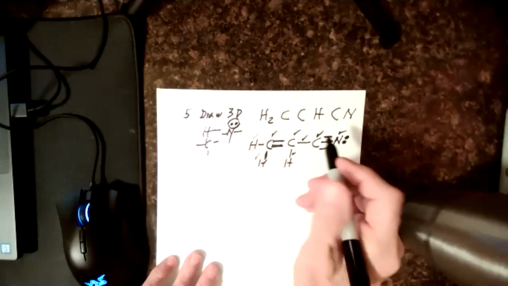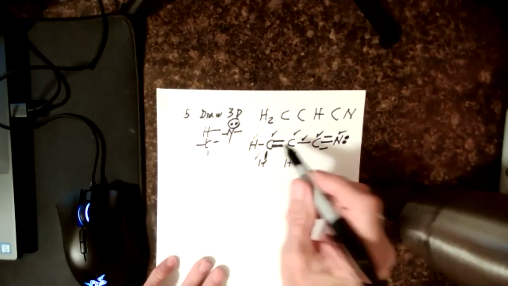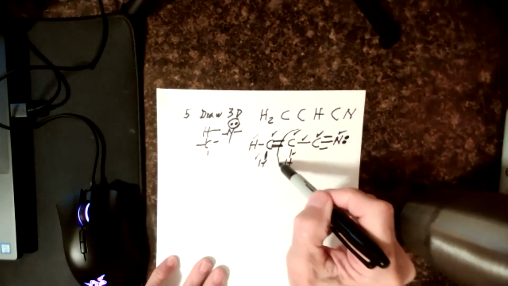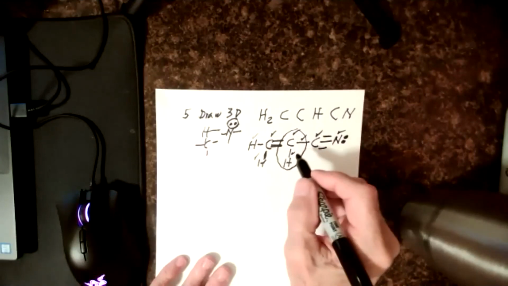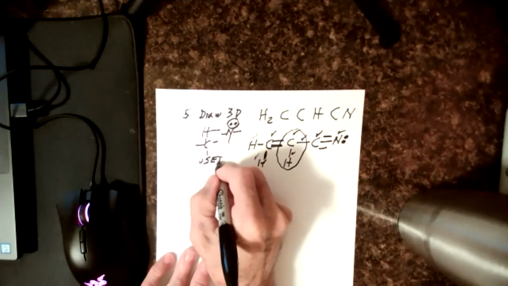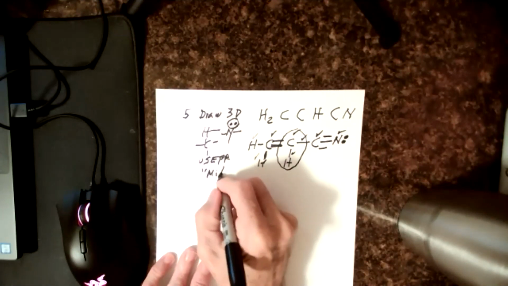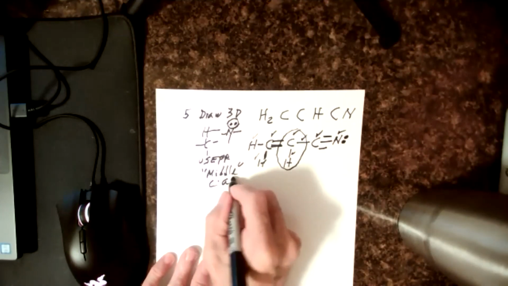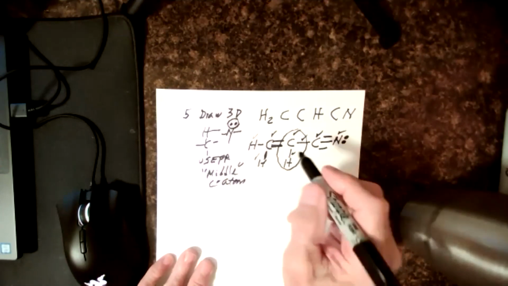Now it says, I want to know the VSEPR of the middle carbon atom in this molecule. Well, that would be this guy right here. Know the 3D structure and what is the VSEPR of the middle carbon atom. That's the question in the problem, number 5 on the quiz.